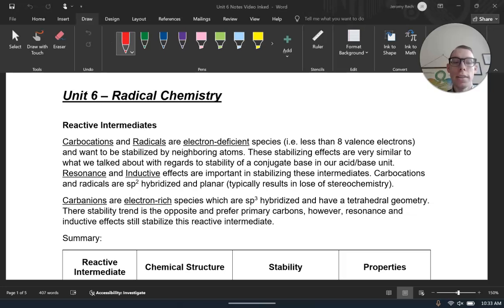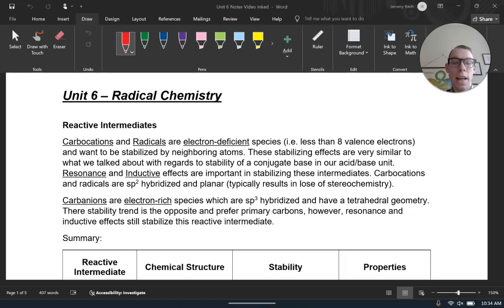Now, both carbocations and radicals are going to have sp2 hybridization, meaning that they're going to have a trigonal planar geometry, and that's often going to result in a loss of stereochemistry for our reactions. And we're going to see that when we do our brominations. If there was stereochemistry at the point where that bromine is going to be added, it's going to form that racemic mixture, or the mixture of R and S stereoisomers, which is ultimately going to result in a net loss of your stereochemistry.